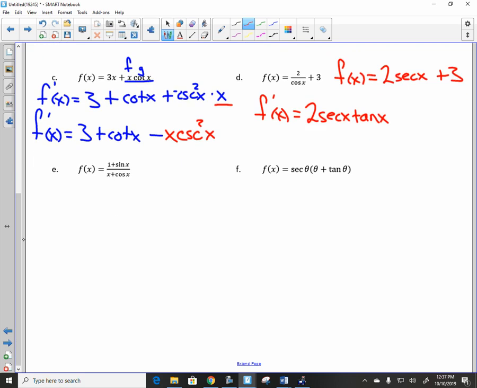Sir? No, it's all multiplication. If the derivative was secant of x plus tangent of x, then you would distribute the 2 through.